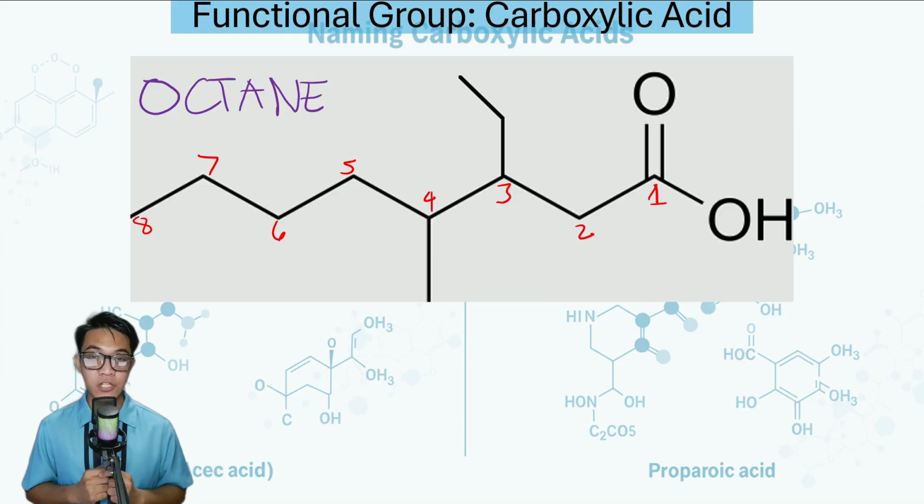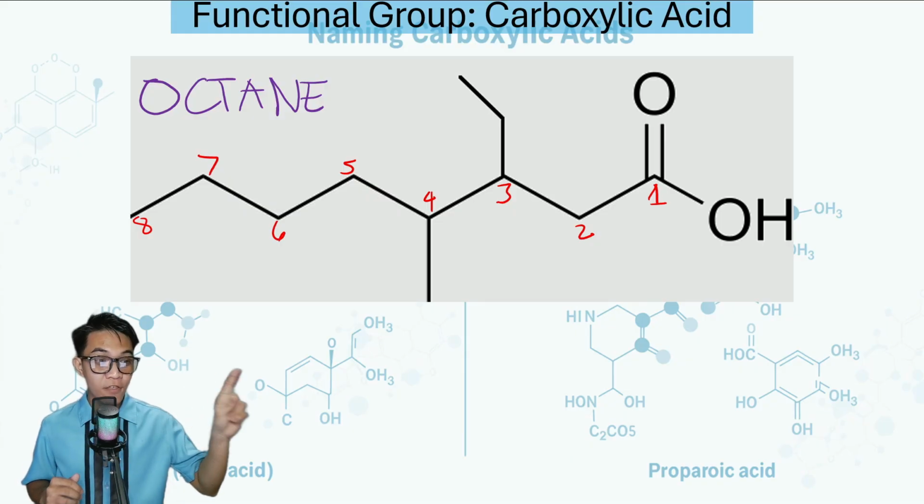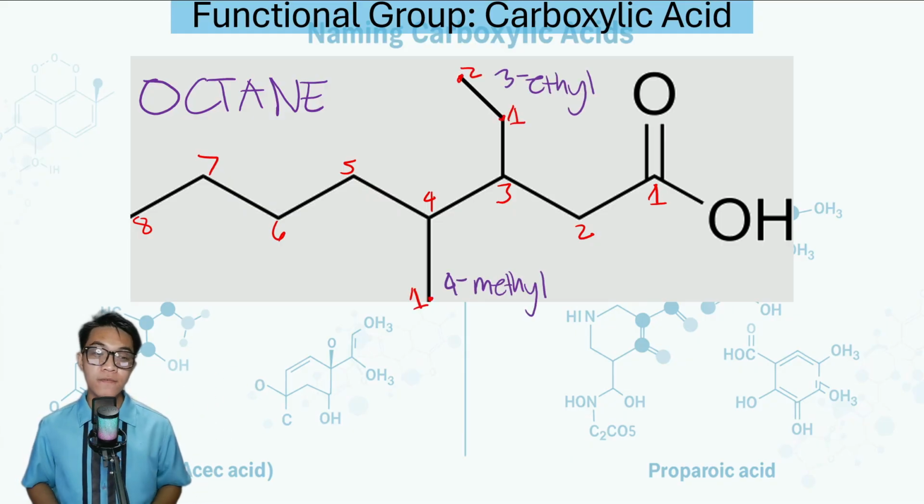Now that we have our parent chain, let's identify its branches or substituents, and there we go. We have them on the third and on the fourth carbon, and respectively, the one on the third is an ethyl group. We name it 3-ethyl. And the one on the fourth carbon is only a methyl, and we give it the name of 4-methyl. Now that we have our variables, it's now time for us to arrange them alphabetically to get the name of our carboxylic acid.